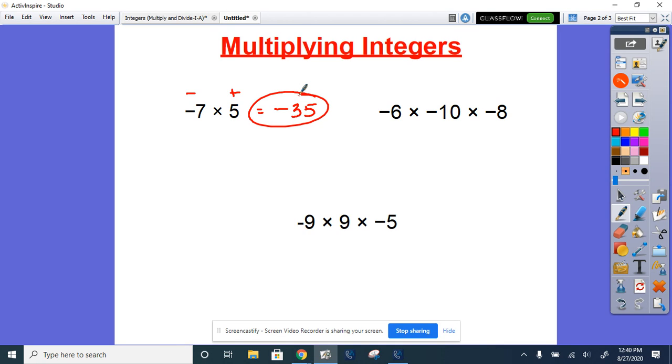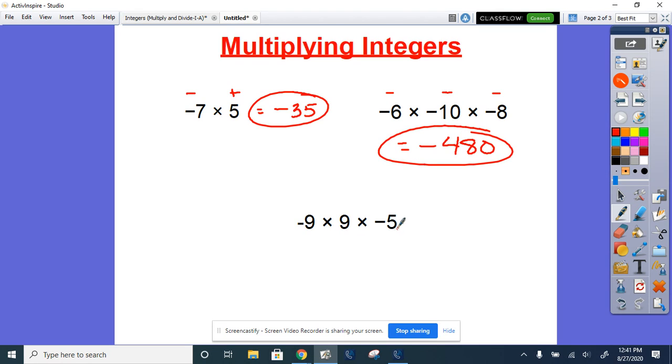Now, that whole trick of using even or odd number of negatives is really helpful when you get longer problems, okay? So I just have to count my negatives here. I have 1, I have 2, I have 3 negatives. Well, 3 is an odd number, so that means my answer here is going to be a negative. So I'm going to write in the negative sign right away, and then I just have to multiply from left to right. 6 times 10 is 60, and then 60 times 8 is 480, negative 480.